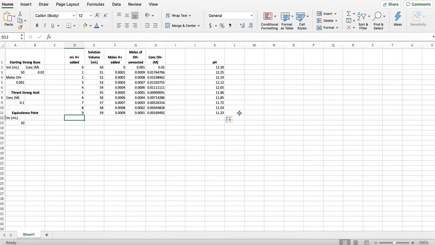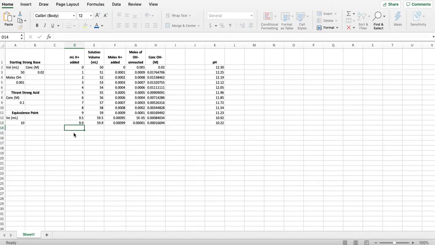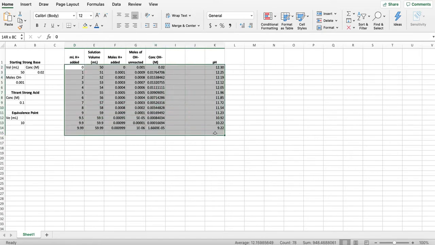So let's add some more points here. We'll do 9.5, and yours might do this, it might not, but it kind of learns that I'm making a table here, and so when I change this number, it automatically fills in the next row, which is cool. Okay, and so now we see the pH changing.